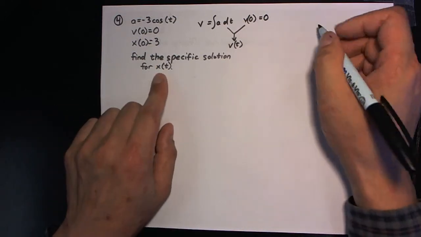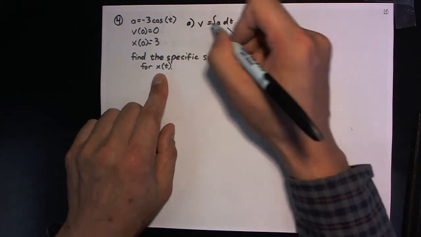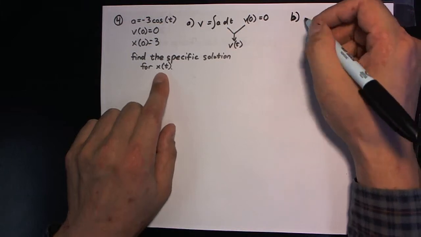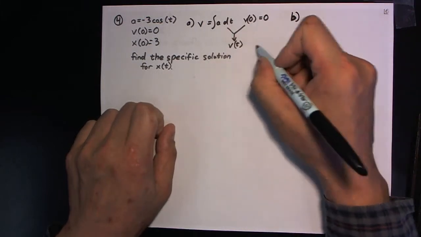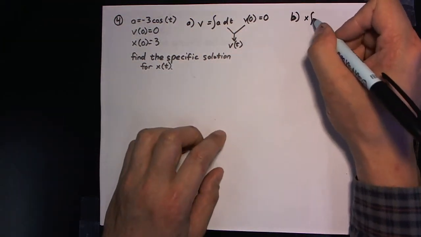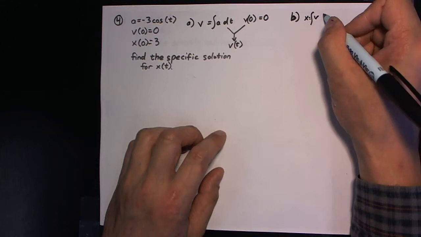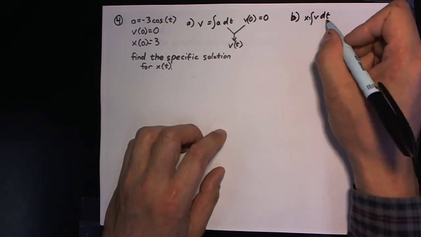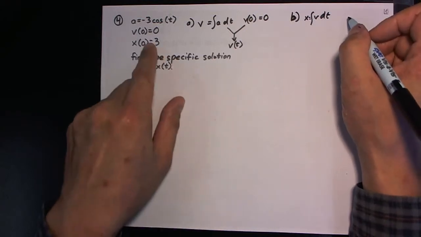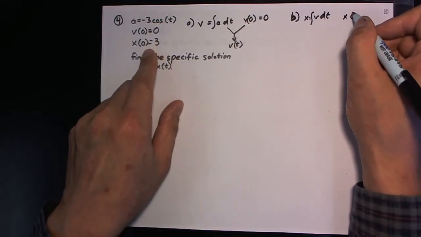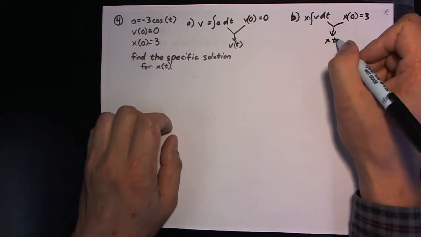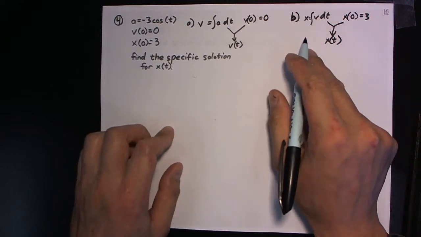The question asked for position as a function of time. So this is only going to be part A of our solution. Part B of our solution is going to be to take the integral of velocity, in other words, take the answer from part A, integrate that again. The integral of velocity with respect to time gives us position, and we do have a known position, namely x of 0 is equal to 3. Okay, so putting this stuff together, we can get x as a function of time.